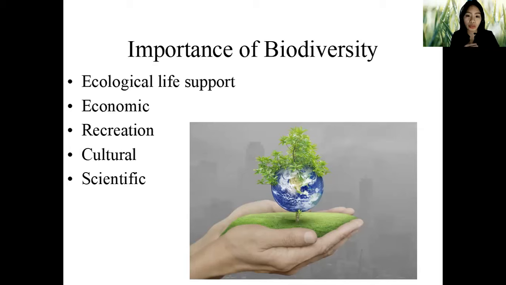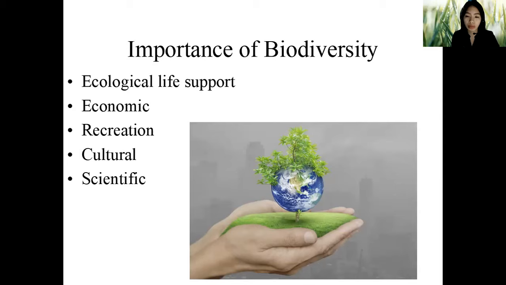We depend on our biodiversity. Nabubuhay tayo because of yung mga resources natin. And that comes from biodiversity. It supports life. And then economic, so the status of an area also depends on its biodiversity.